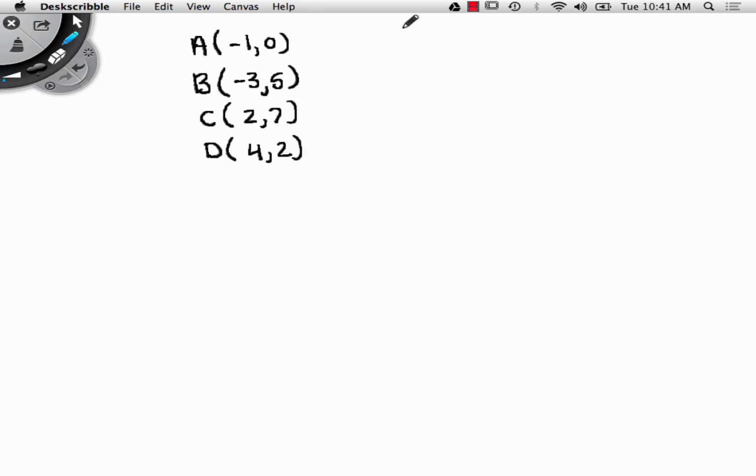And what I want to do is to show that ABCD is a square. I want to show that this is a square. Well, now let's think. What makes a square a square? All four sides are the same, but we've already got something else that has all four sides the same.